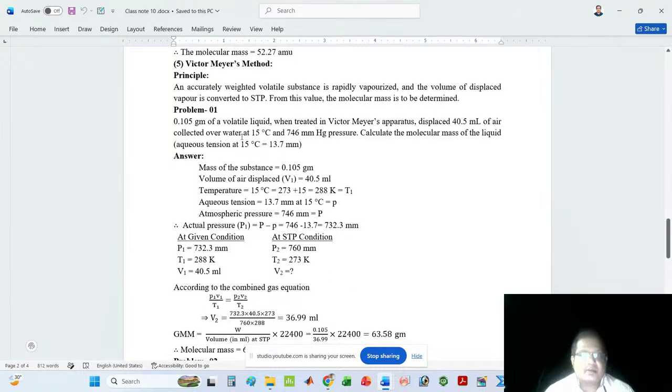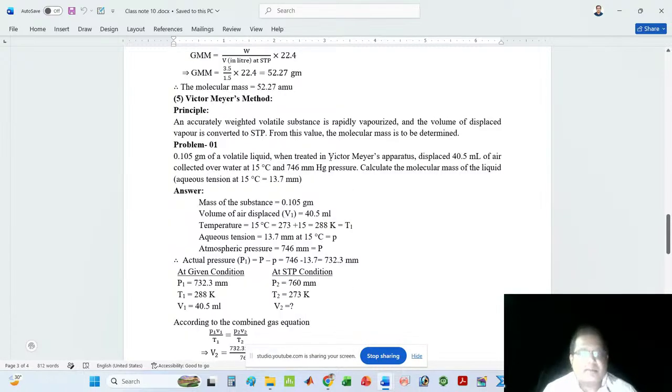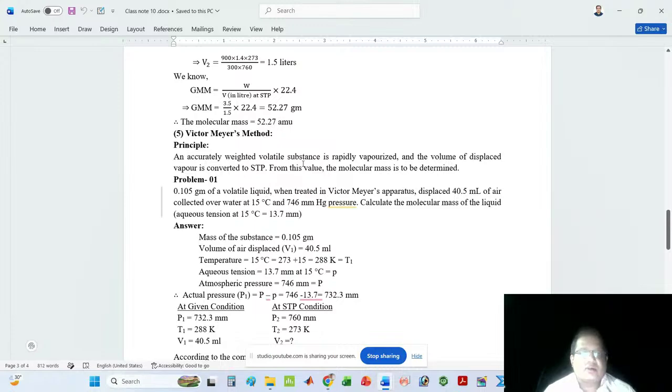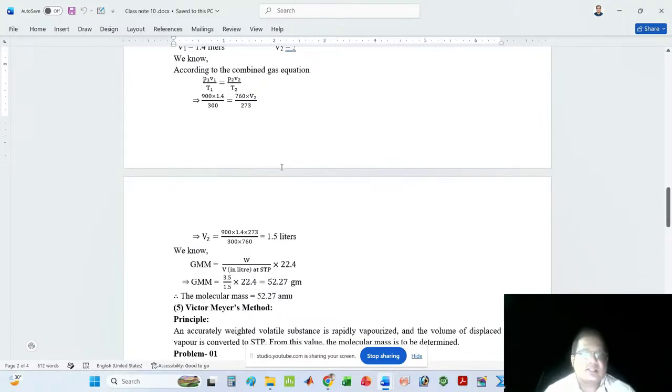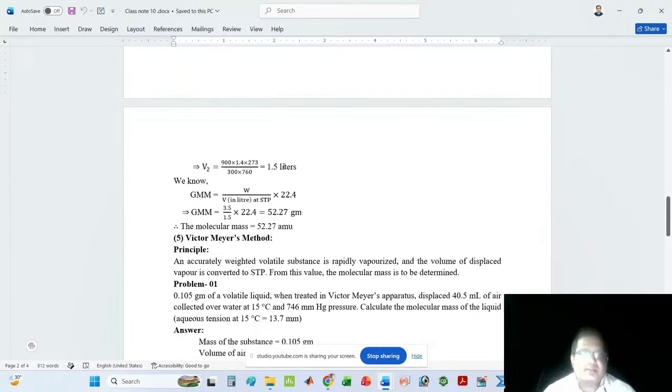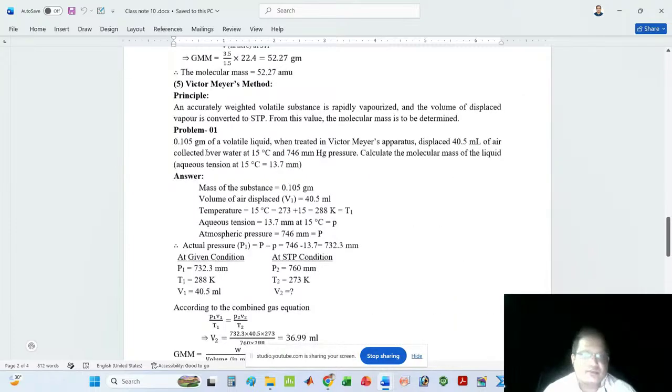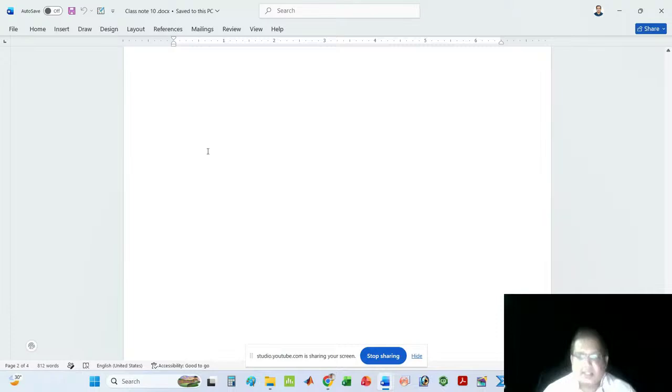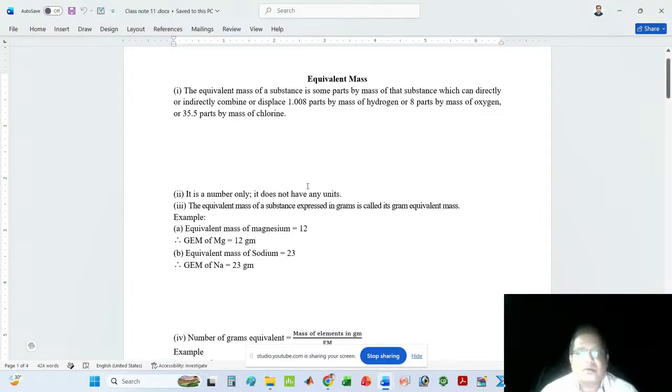Next is Victor Meyer's method. This method is applicable to volatile substances. In this method, the volatile substance is converted into vapor or gas. Then the same concept is applied, that is, the gram molecular volume of any gas occupies 22.4 liter at STP. You can apply this formula and solve such type of problem. In this class, I will teach you about another mass, that is, equivalent mass.